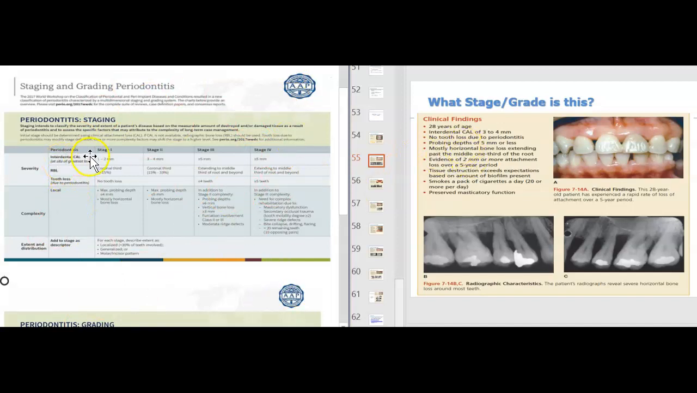So let's look at interdental CAL. Interdental CAL, the highest was 4 millimeters. So that's not 1 or 2, it's 3 to 4. We didn't see any 5 CALs. We saw a 4 millimeter CAL. So what we're going to do is circle this.